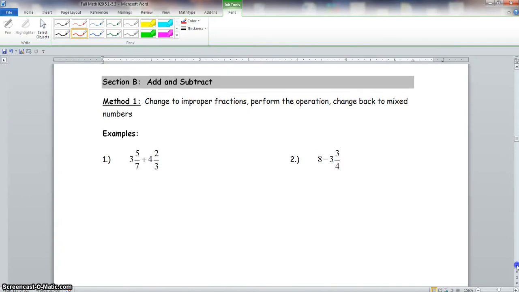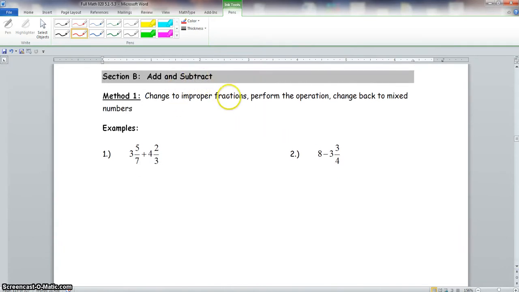We go here to section B. Now section B says add or subtract. It says change to improper fractions, perform the operation, and change back to mixed numbers. Now we could do that. Again, we keep our denominators the same.